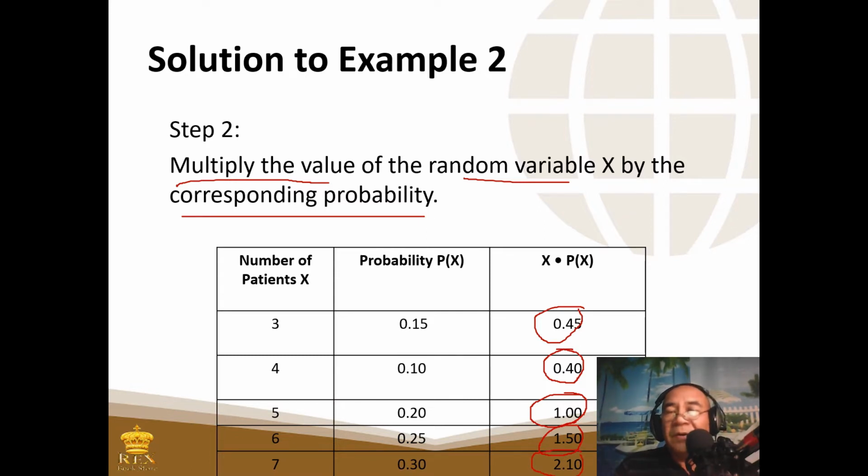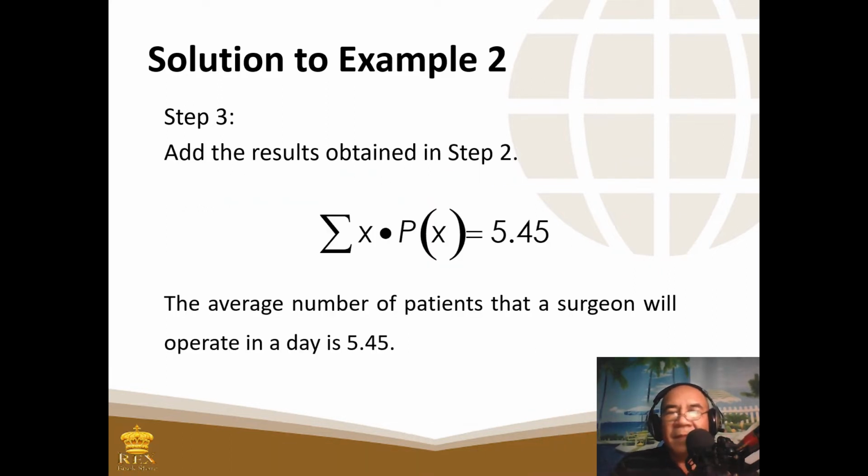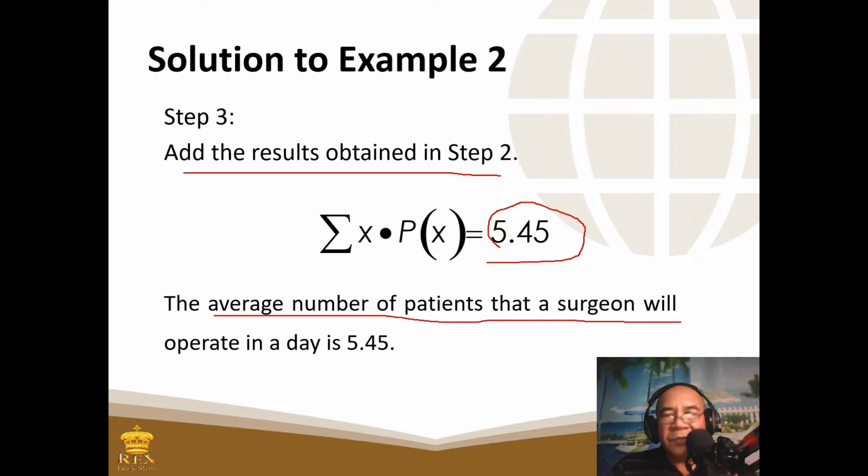Then you add the products of the number of patients and the probability, P of x. So you add the results obtained in step 2, and the number is 5.45. So the average number of patients that the surgeon will operate on in a day is 5.45.